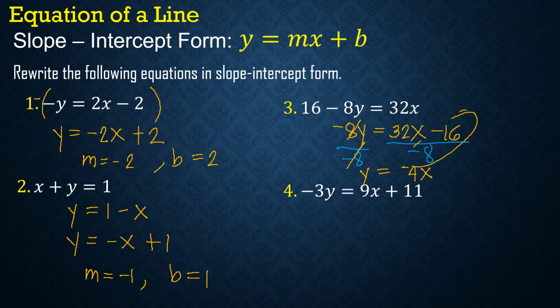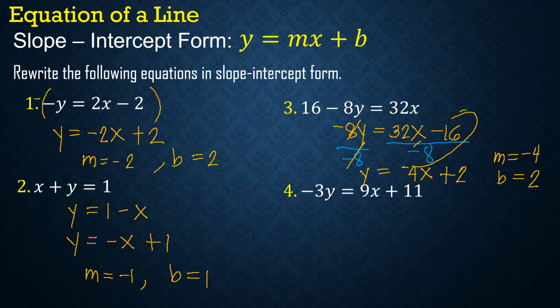-16 divided by -8 is +2. So we have +2. So we have the slope-intercept form y is equal to -4x plus 2, wherein the slope is -4 and the y-intercept is 2.